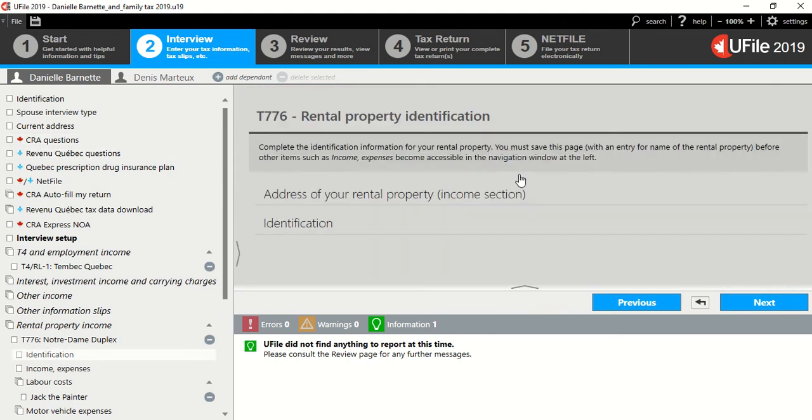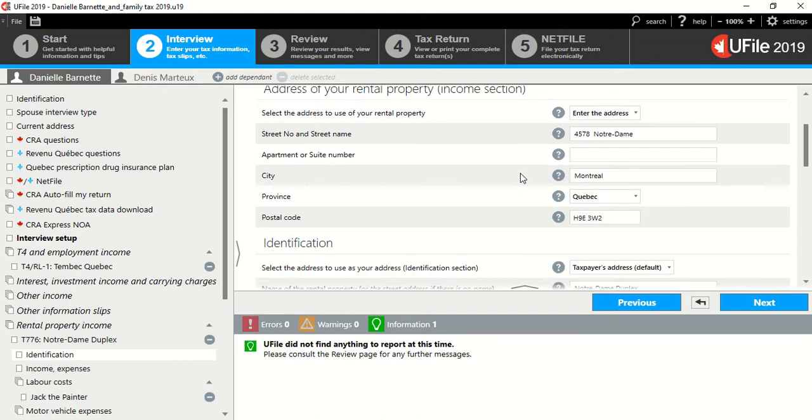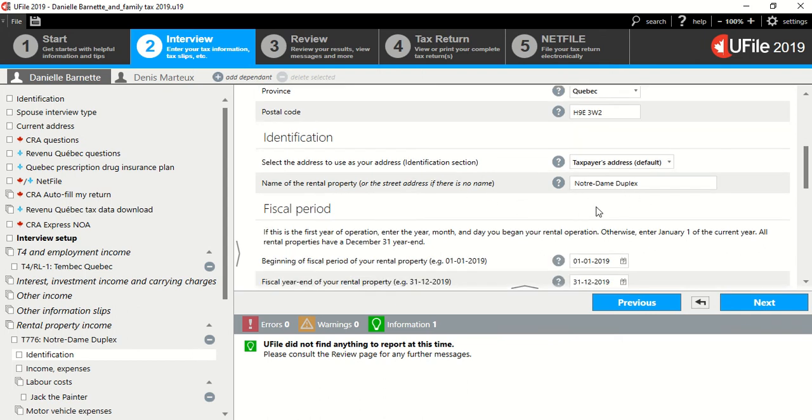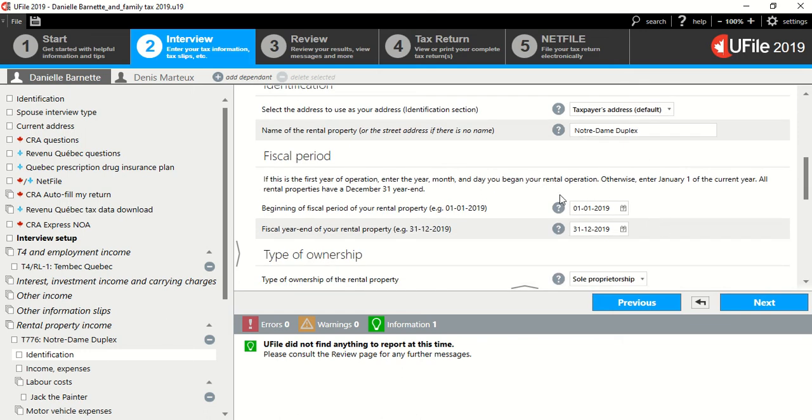Okay, let's go back to identification. We covered the first part. Then comes the identification section of the T776, which is the rental property owner's address. And in this case, we do want to have the taxpayer's address. You can designate a name for your rental unit. In this case, I called it the Notre Dame duplex.